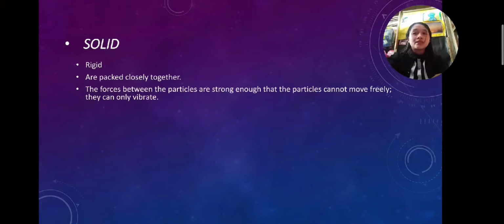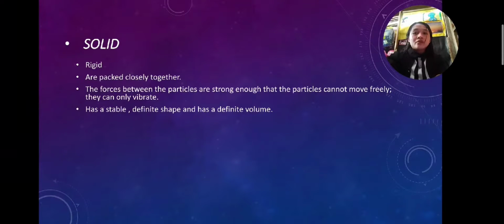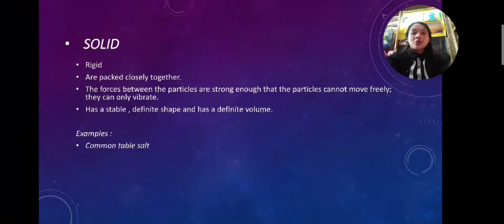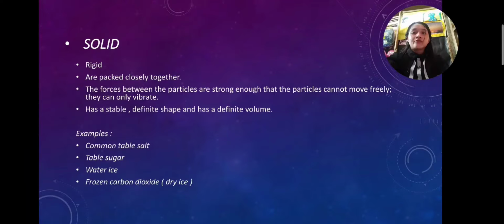When we say solid, it is rigid. It is not easily broken, it is strong. Its particles are packed closely together, and the forces between the particles are strong enough that the particles cannot move freely, so they can only vibrate. It has a stable, definite shape and a definite volume. Examples are common table salt, water ice, frozen carbon dioxide or dry ice, rock, and most metals.